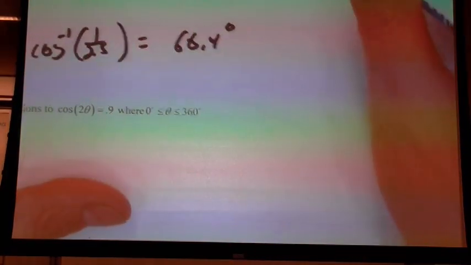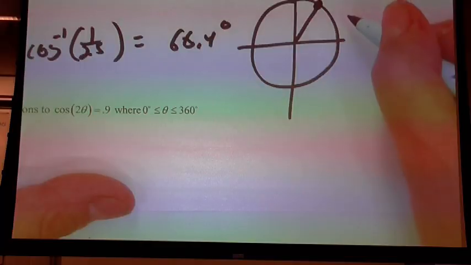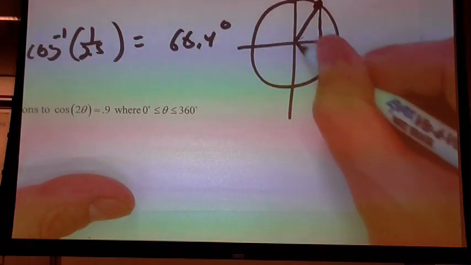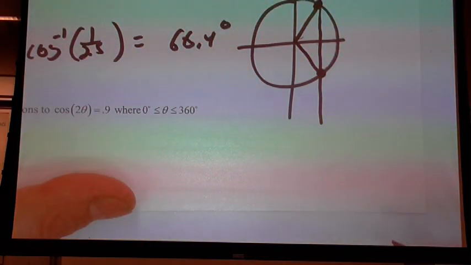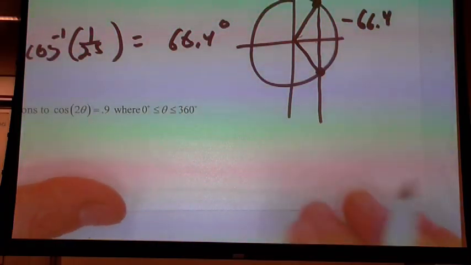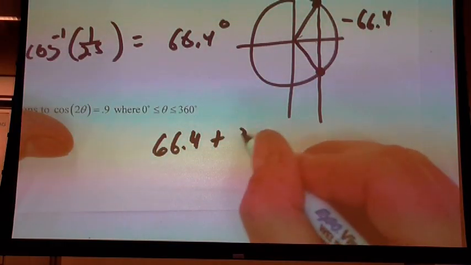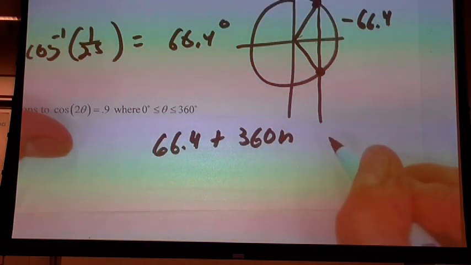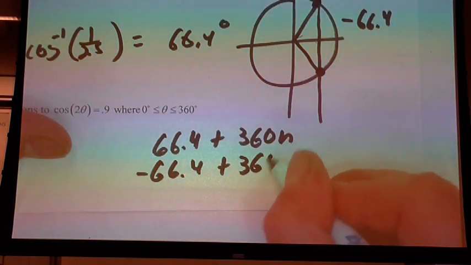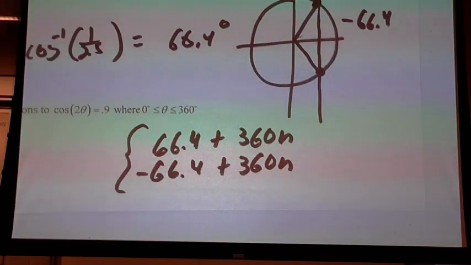Okay, so now that's a cosine value up here. The other cosine value we're going to get by drawing a horizontal line here, and that's this angle down here, which is negative 66.4. So the solution is 66.4 plus 360n, right, 2 pi, and negative 66.4 plus 360n. And that's the whole list of possible solutions.